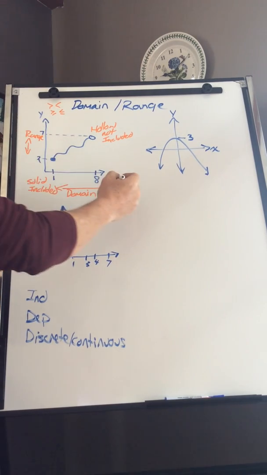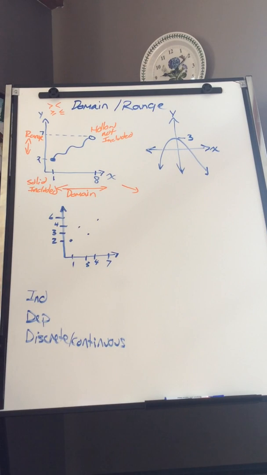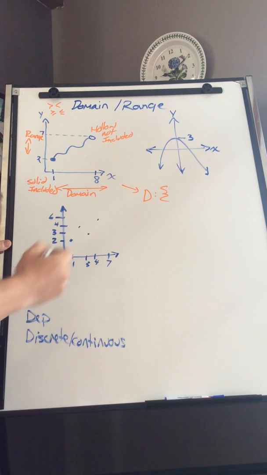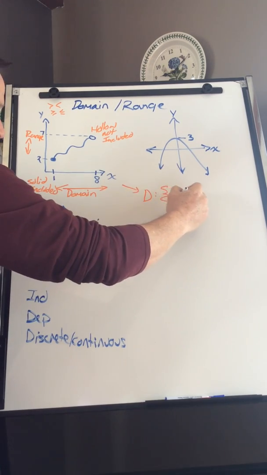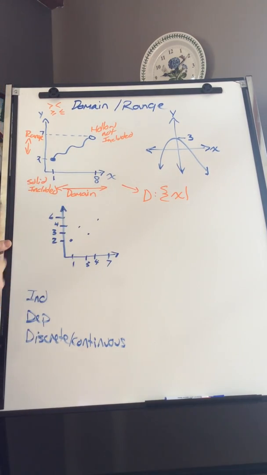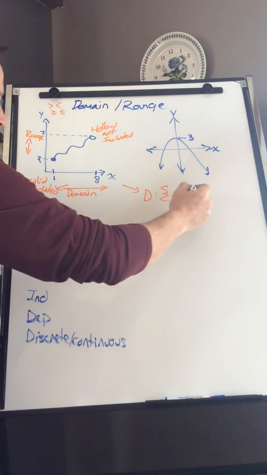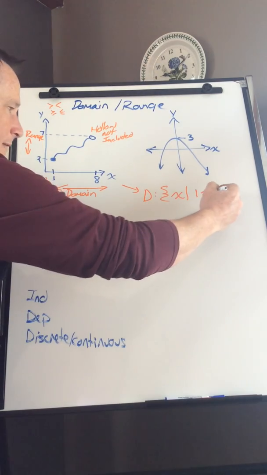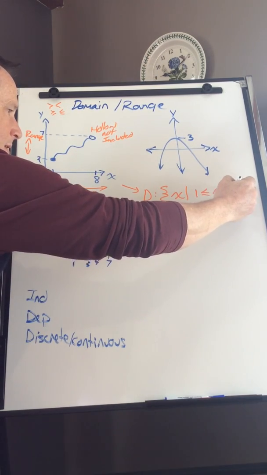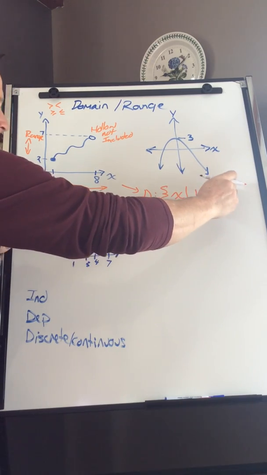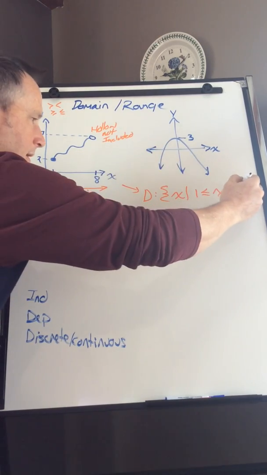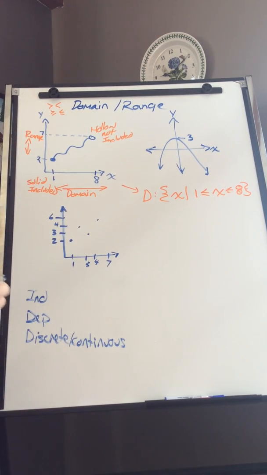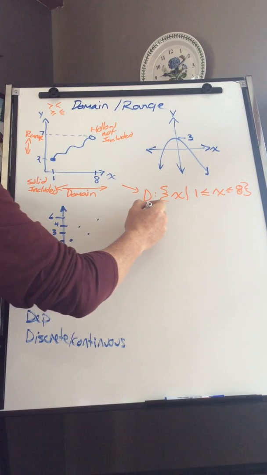So for this first graph, my domain, I'm just going to use a D, is X. The lower end is a 1, and it's included. And then I have X less than, because it's hollow, 8. And that's it. Domain.